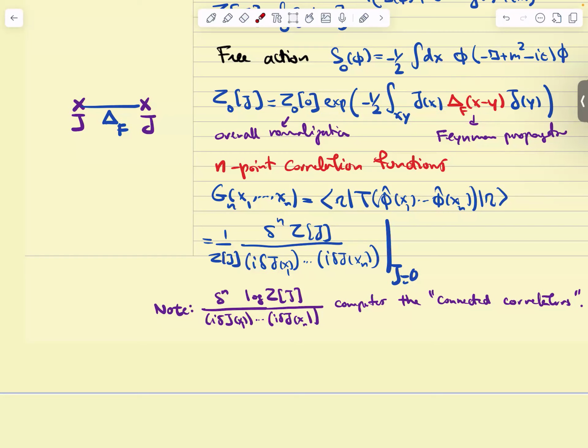I have jx, jy. What do I get if I take 3 derivatives of j? 0. So all the connected correlators above 2-point are 0 in free theory. What would an effective action look like if it had to have some connected piece? It would be higher order than j, right? Is it clear? Any questions?